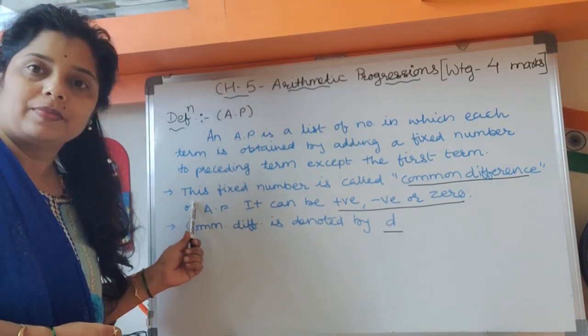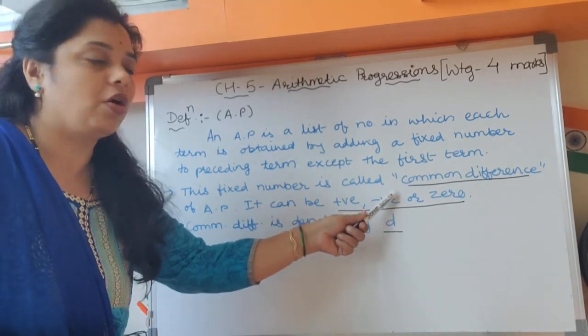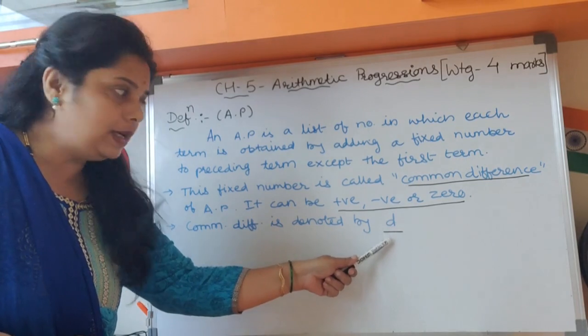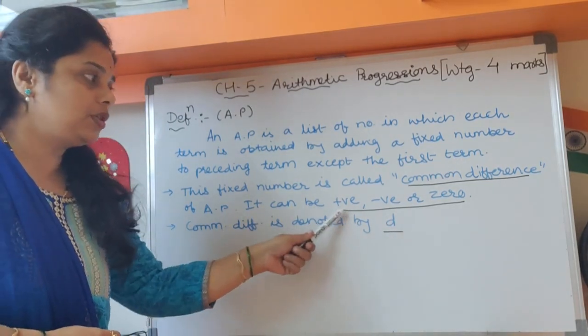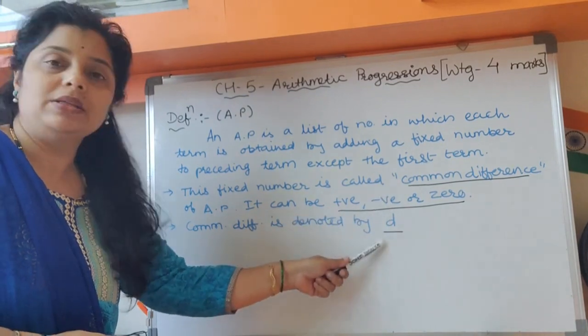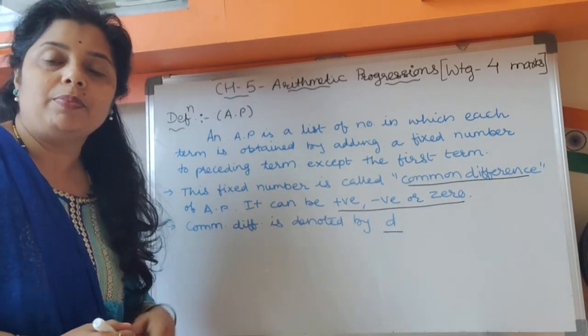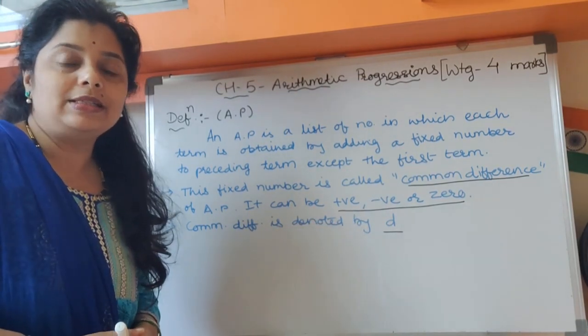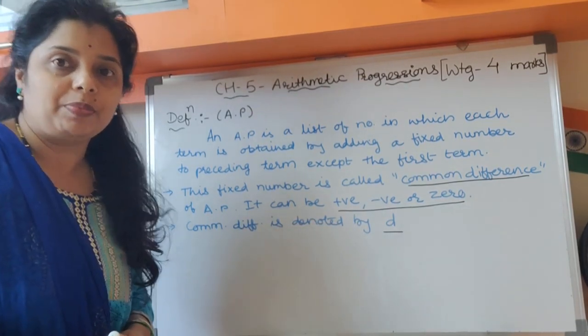This fixed number is called the common difference and it is denoted by small d, and it can be positive, negative or 0. The common difference, small d, may be positive or negative or it may be 0. Let's see the general form of an AP.